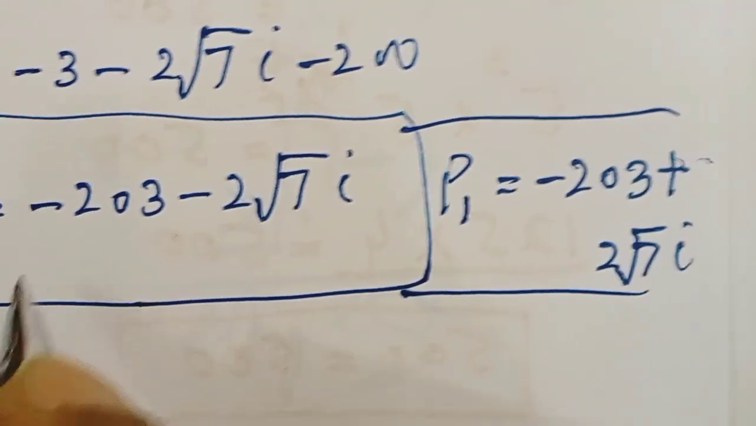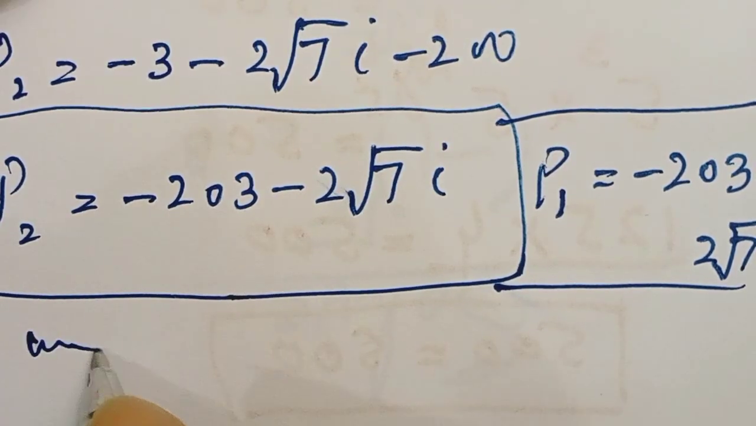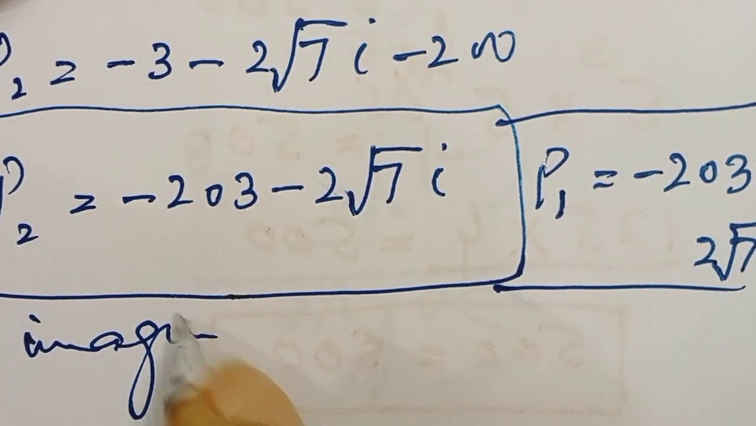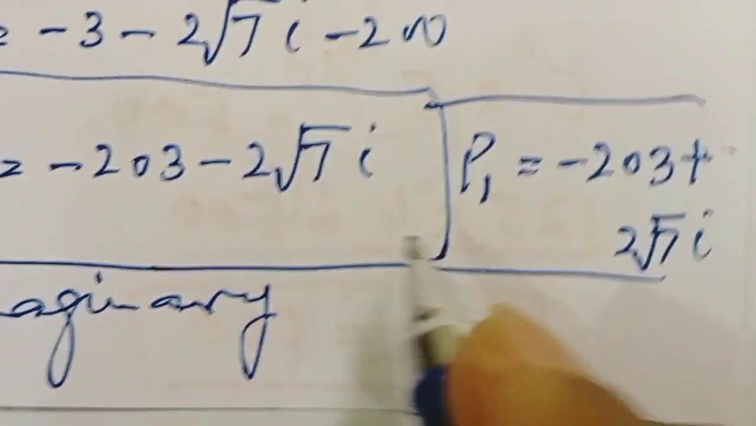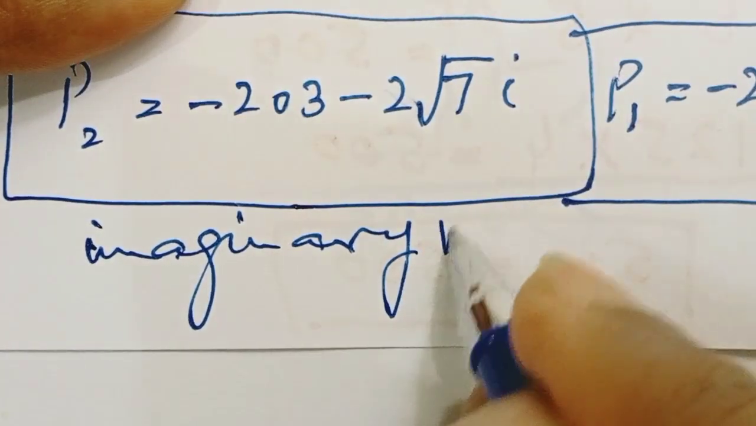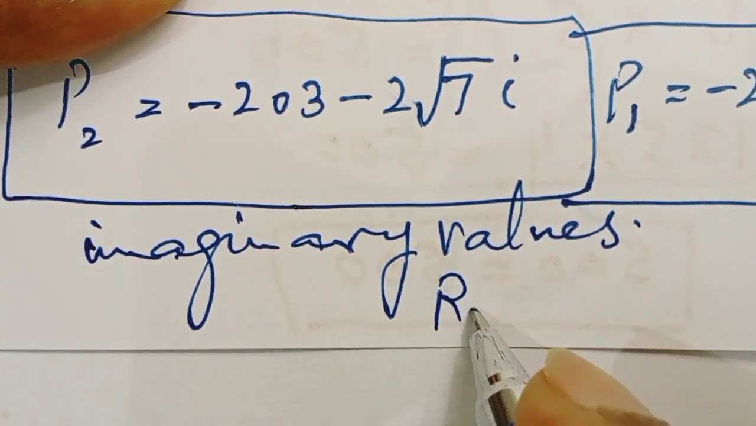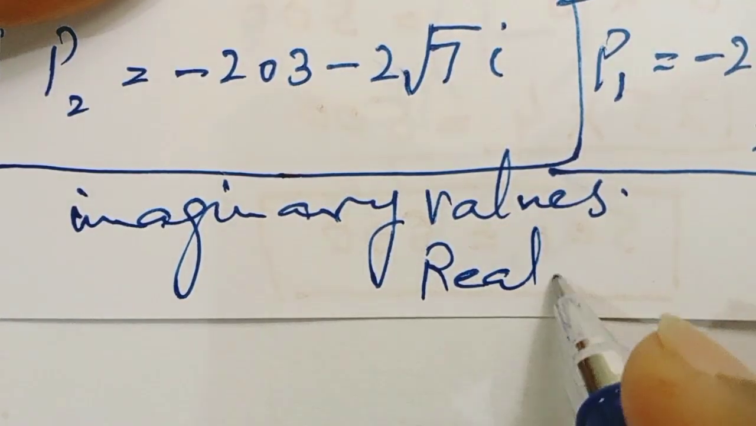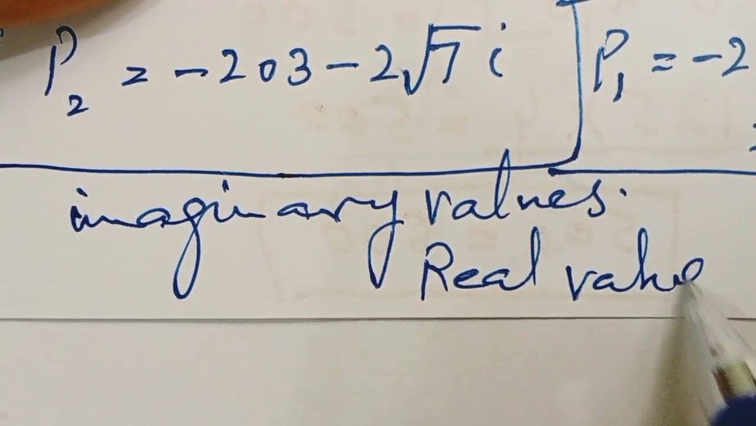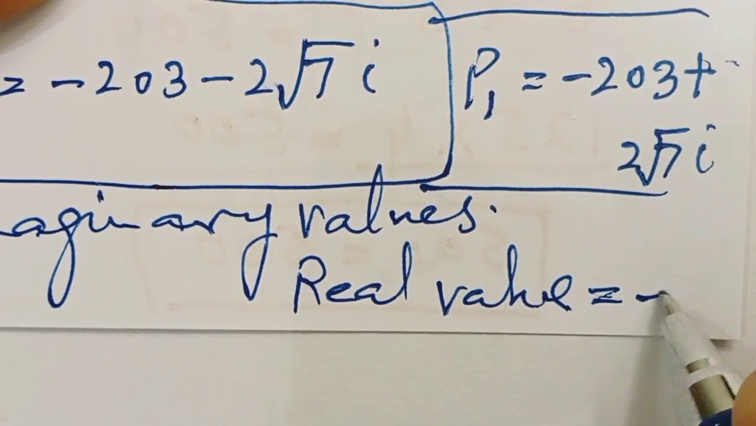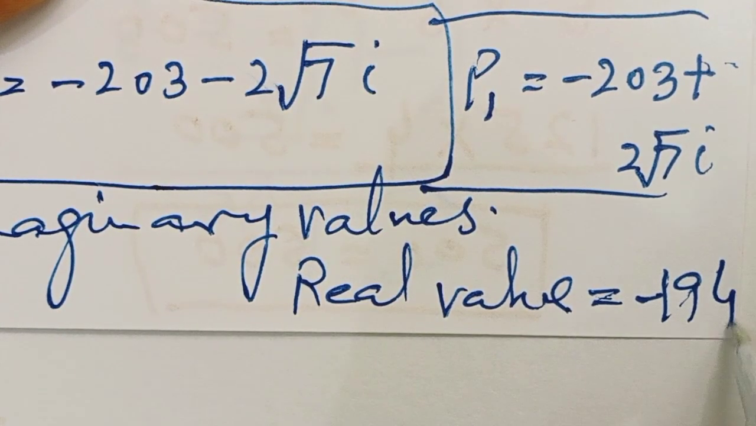These are the imaginary values. Real value was minus 194.